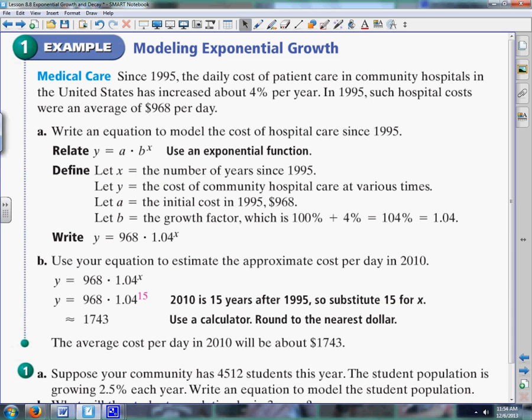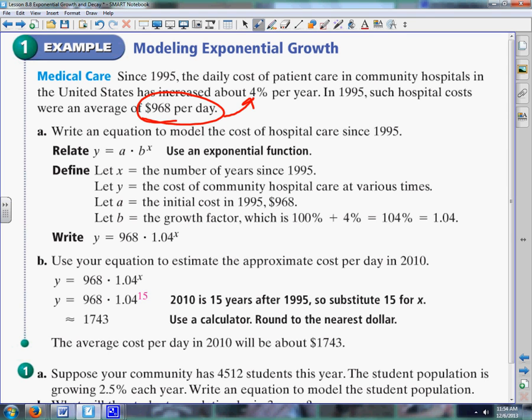So, modeling exponential growth. Since 1995, the daily cost of patient care in the community hospitals in the United States has increased about 4% per year. In 95, such hospital costs were at an average of $968 per day. So, they have an equation, and you're going to start here because this is what you're starting with, 968, and it's going up 4% a year.